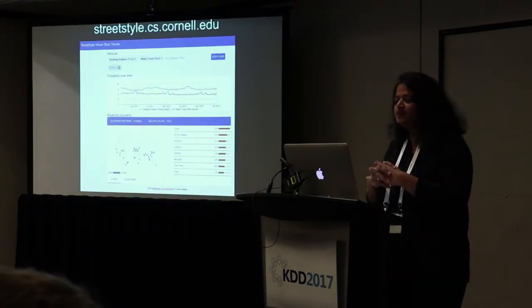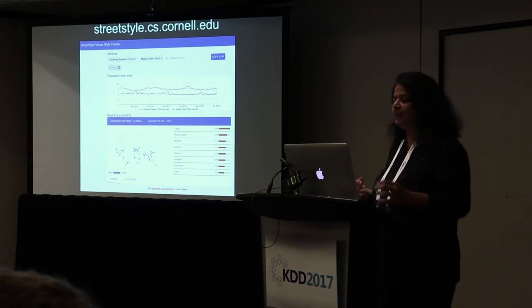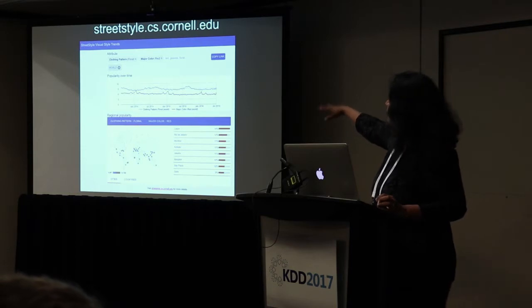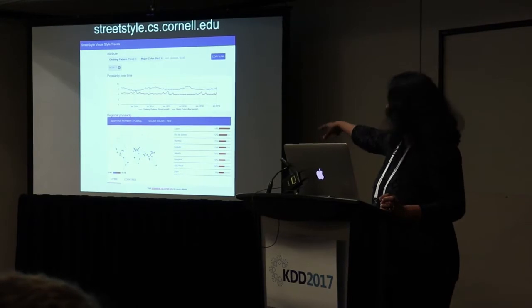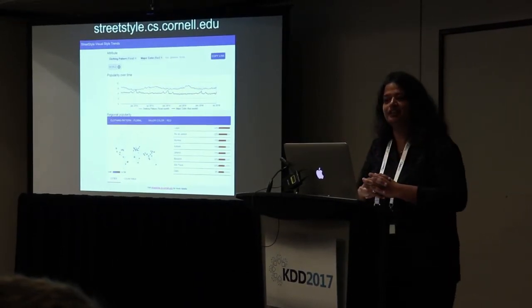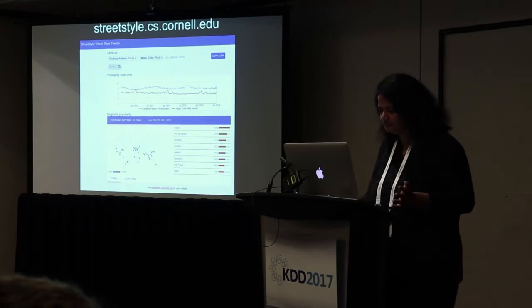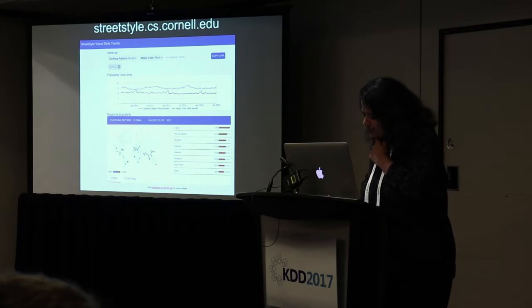But as I was saying, we posted all this online. Go to streetstyle.cs.cornell.edu. You can actually play, you can enter different patterns, etc., and plot the popularity over time, the regional popularity. You can click on one of the cities, etc. So if you're interested in that, please go ahead and play with it. We'll be very excited to get feedback on it. All right. So that sort of gives you some idea of this one project that we've been working on.